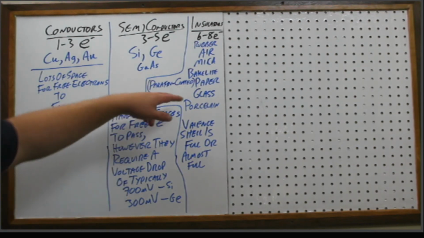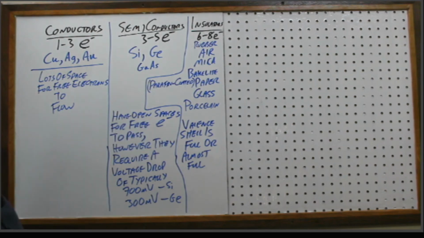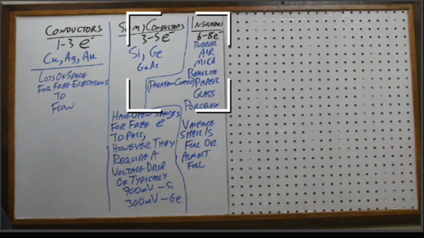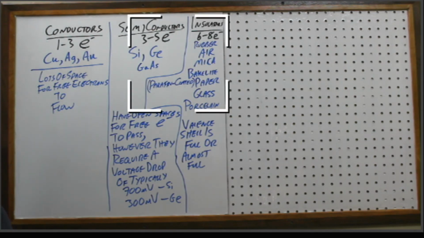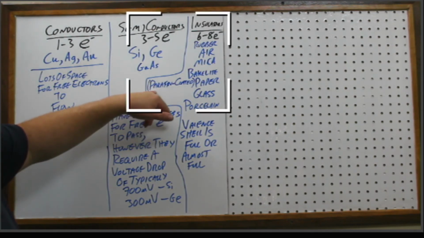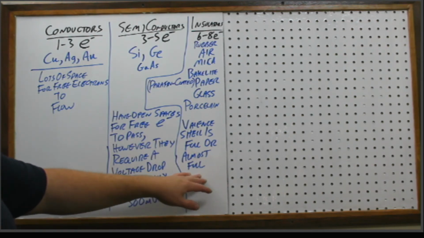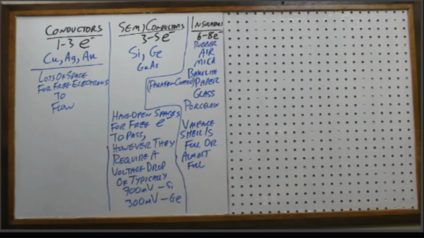So the insulators, 6 to 8, and all kinds of different insulators that we use: rubber, air, mica, bakelite, which is an official registered term, paper, especially paraffin-coated paper, glass, porcelain. So in these cases, the valence shell is full or almost full. Okay, so it's very hard to pass free electrons.